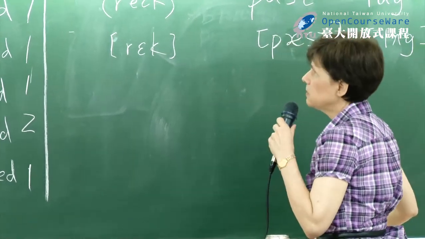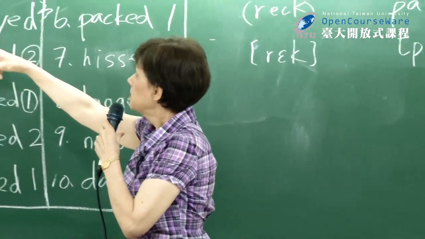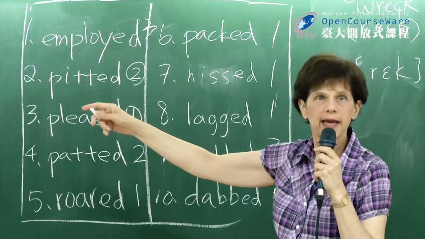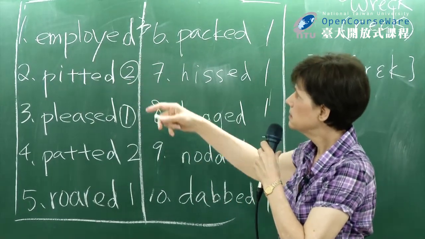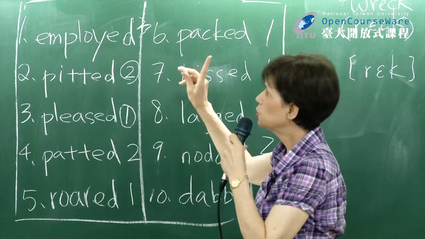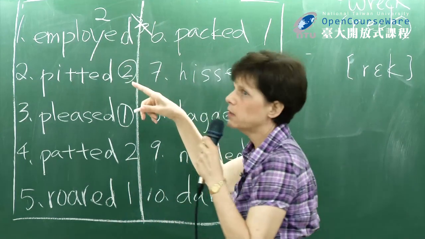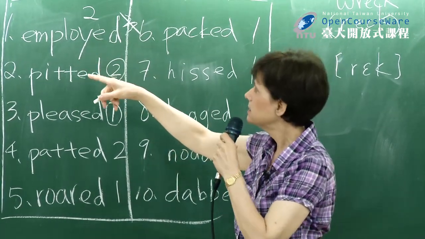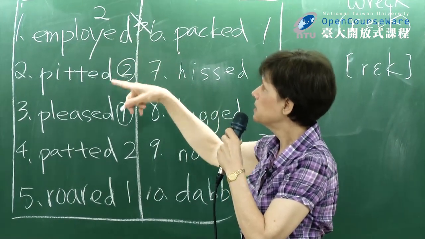For Part B, you need to know rules for adding ED endings. Now, if it ends with a voice sound, we just add D. So how do we pronounce this, everybody? How many syllables? 2. Correct answer is 2, not 3. All right, employed. It ends with a voiced sound that's not T or D. Well, T is not voiced. It ends with a voice sound. We just add a D sound.